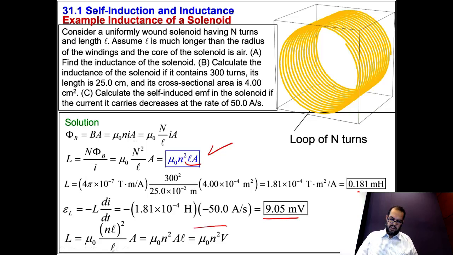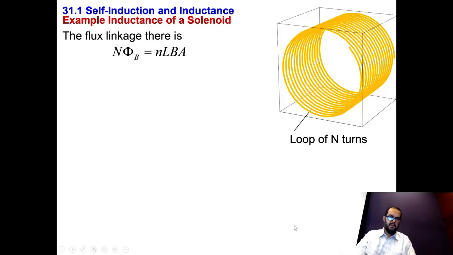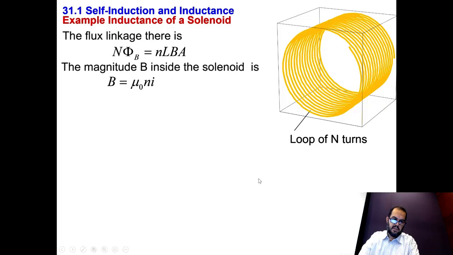So this is another equation, mu 0 n squared times the volume. The flux linkage, as we mentioned earlier, we can write. Remember, we said that L is equal to the flux linkage divided by I. Here the flux linkage is N times BA, so BA is equal to the flux. I think there is a mistake here.